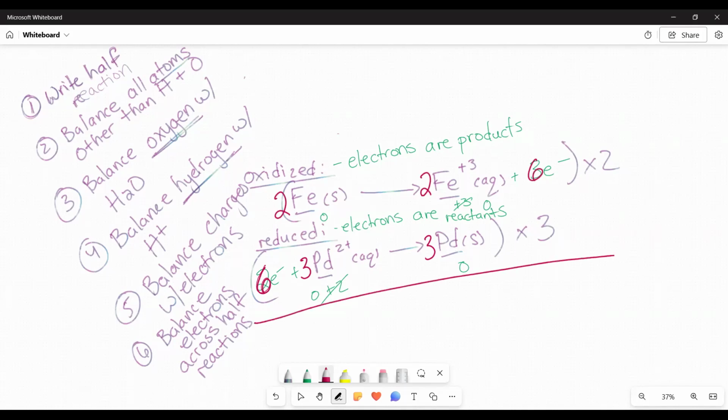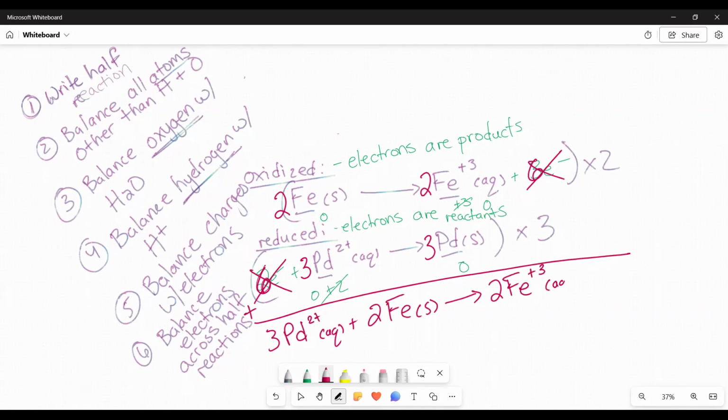And then I can finally add my reactions together. If you did everything correct, your electrons will go away. You should never have electrons remaining. And you just write the remaining species, and this is the equation balanced, and this is the end of the process. If he were to ask you how many electrons were transferred, the answer is 6. It is not 12. You don't add the electrons together.